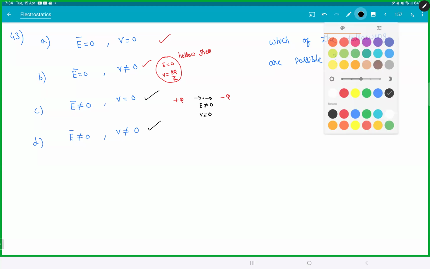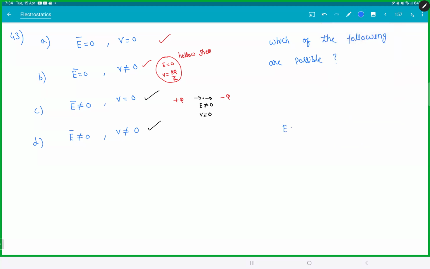The problem with this, most people think this way. E is equal to minus dV/dr. So they think if V is 0, E must be 0. You're forgetting V and dV are not the same. V and dV are not the same thing. For example, let's say potential is minus 1, 0, plus 1. Is dV 0 here? Is dV 0 here? V can be 0, but dV not 0. Don't get confused between V and dV.